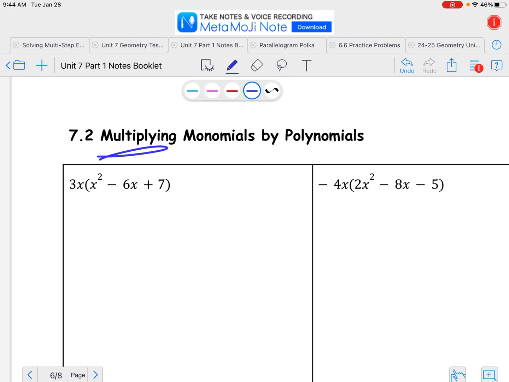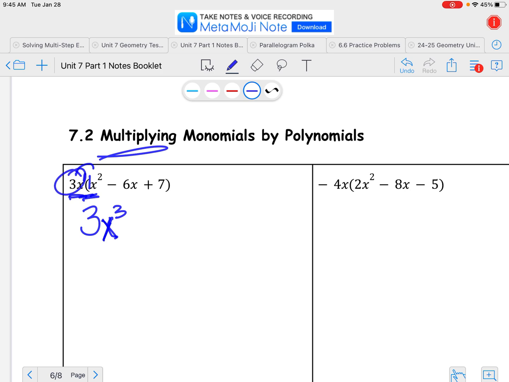You know that parentheses mean multiply, and we distribute. So 3x times x squared. We multiply the 3 times the imaginary 1, and we get 3. And then think back to our exponent properties. When we're multiplying two letters, we add the exponents. So here's an imaginary 1. 1 plus 2 is 3.